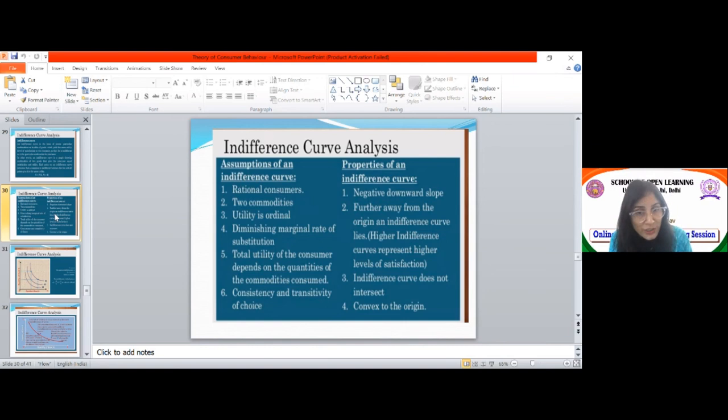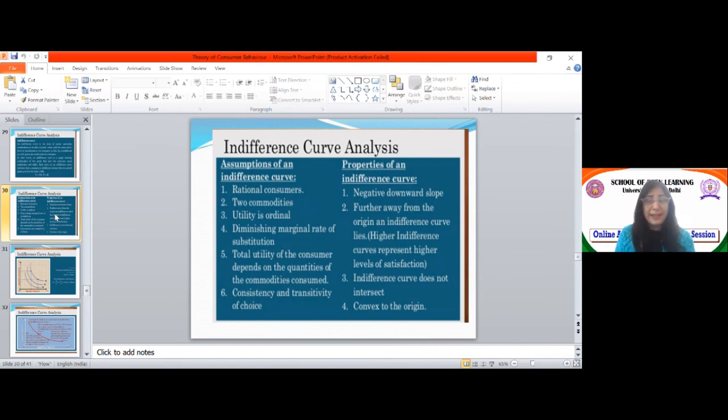So the consumer is consistent. The consumer knows about the situation, what bundles he has, and what bundle he can choose. So he has full knowledge. Now, these are the assumptions of the indifference curve. When we talk about the properties, what do we mean by the property? That it is negative, downward sloping, and convex.